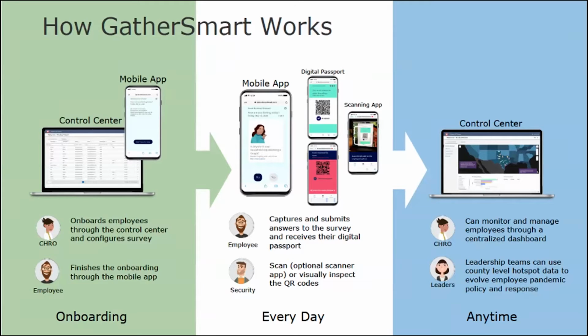And then when they go to the office, they basically answer the questions on the application. And assuming that they meet all the requirements that have been set for that office, then they get a passport. The passport has a QR code, and they scan that at the office, and they can then get access to the office that they need to go to.